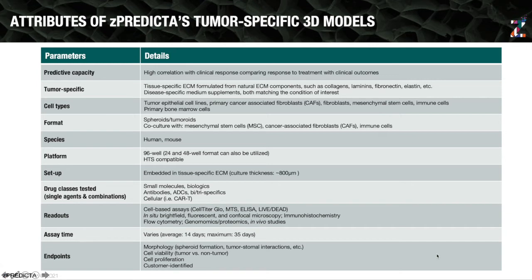And the readout can really be anything that's normally used, cell-based assays. We can do a number of things in plate. We can image in plate, and then cells can also be isolated from the ECM and used for flow cytometry or genomics or any kind of omics or even in vivo studies. Assay time varies. It's highly dependent on the agent. Average has been about 14 days. We've done over a month. It can be shorter if the compounds are really, really fast acting. And the endpoints, again, are study defined. Can be morphology, cell viability, proliferation, anything that is of interest.